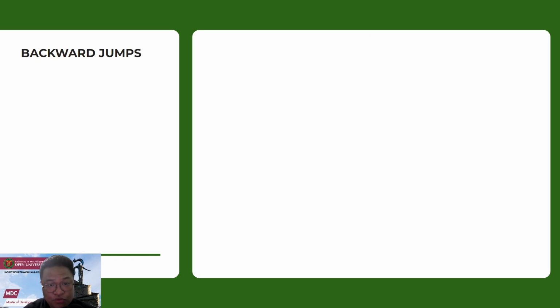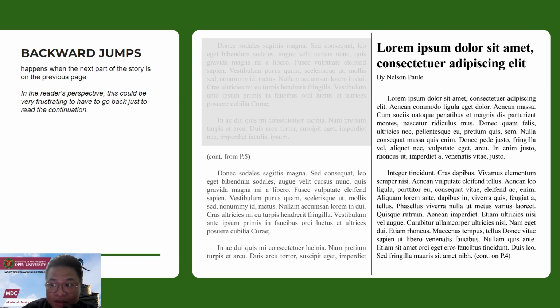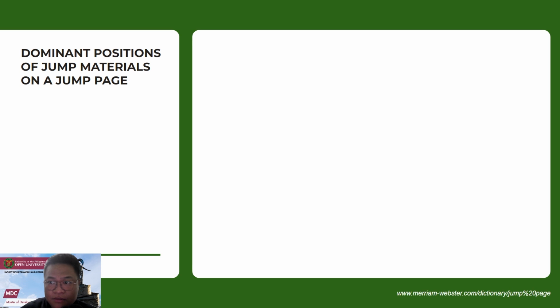Backward jumps happens when the next part of the story is on the previous page. In the reader's perspective, this could be very frustrating, having to go back just to read the continuation. As shown in my example, you can see the right side of the page contains the main story, then its continuity was on the left side of the page, meaning it was on the previous page. We can avoid this by properly placing the continuation in the jump pages. I'll explain what the jump page is in the next topic.